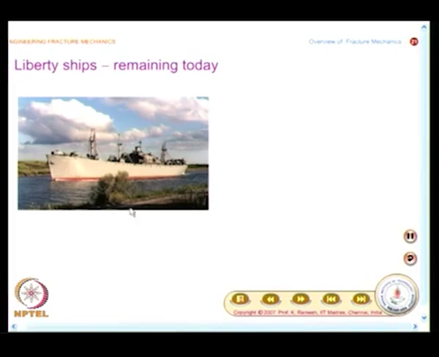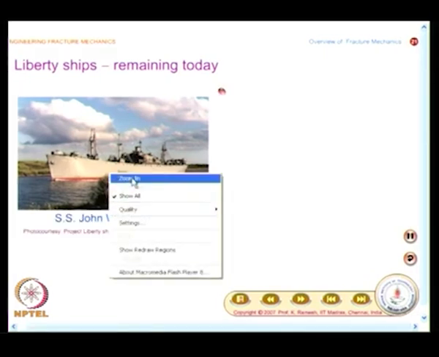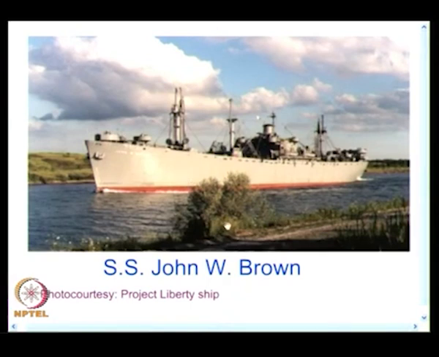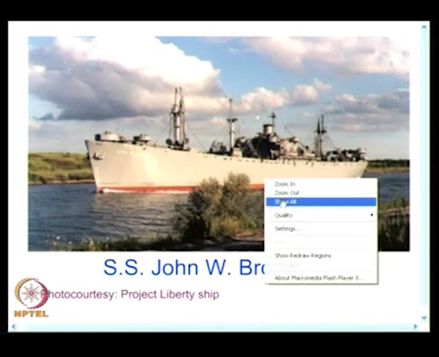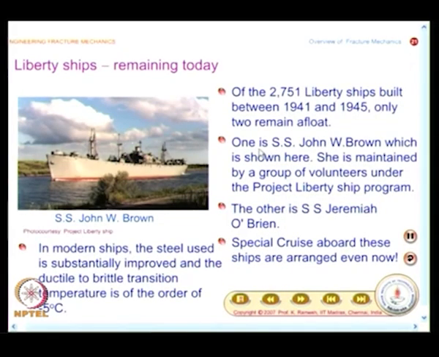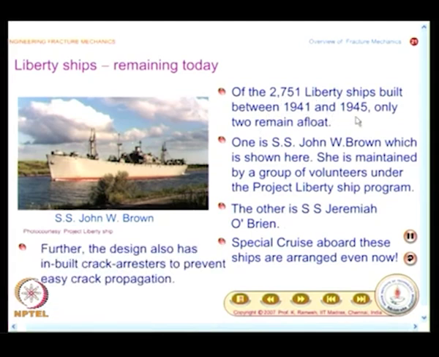And finally, you do not have to feel that the design was very bad; you still have a nice Liberty ship available. Out of the many ships fabricated, 2 still remain, and it appears you can now go for a jolly ride in this. They bring back nostalgic memories. What is recorded is that out of the 2751 ships built between 1941 and 45, only 2 remain afloat, and they are named after soldiers who fought in this war: SS John W. Brown, and another one, Jeremiah. Right now special cruises aboard these ships are arranged even today.